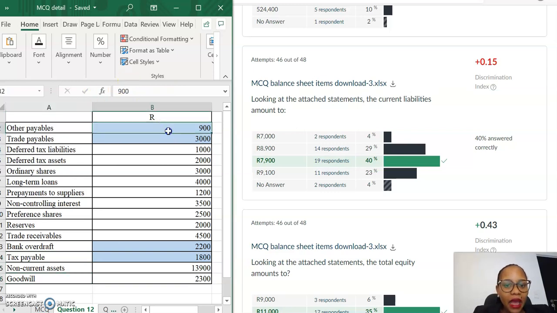So if I add up all these blue ones, I add up the 900 other and trade payables and the 3,000. I add up the bank overdraft and the tax payable. I get to 7,919 respondents got that correct. So the correct answer is 7,900, and only 40% of the candidates got this answer correct. If you look here on the left, I've highlighted in blue which met the definition of a current liability.